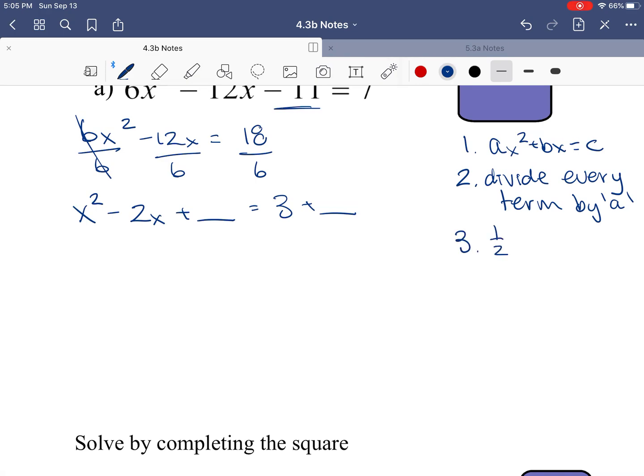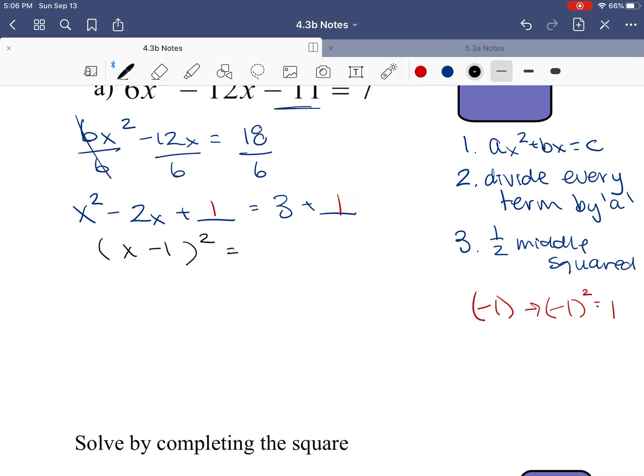So next we're going to do our half of the middle squared. Half of the middle is -1. -1 squared is 1, so I'm going to add 1 to both sides. Now when I factor, again, we are just factoring, that's all we're doing. But the trick we learned is that our factors work out to be the half of the middle factors.